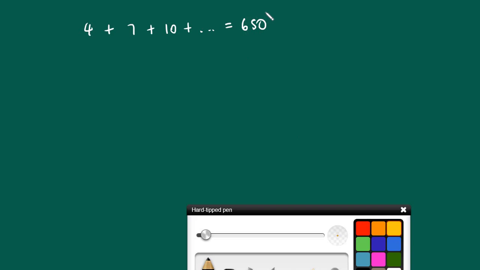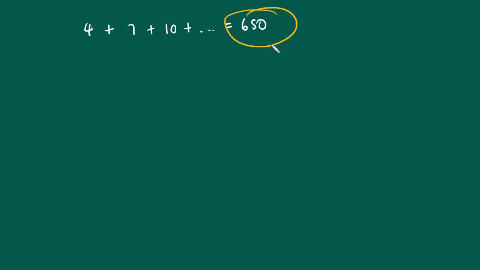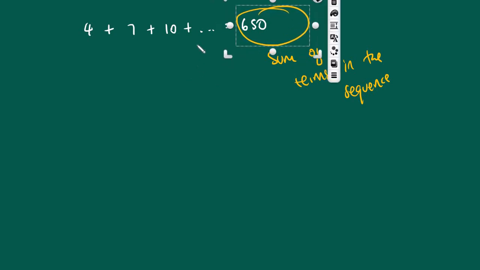Wow, great. Thank you so much, ma'am. So this is the total of the sequence, meaning that it is the sum of terms in the sequence. So it is a sum because they are saying to you when they are adding these terms, the sum is 650. But my question is, do you know how many terms were added to get that 650?